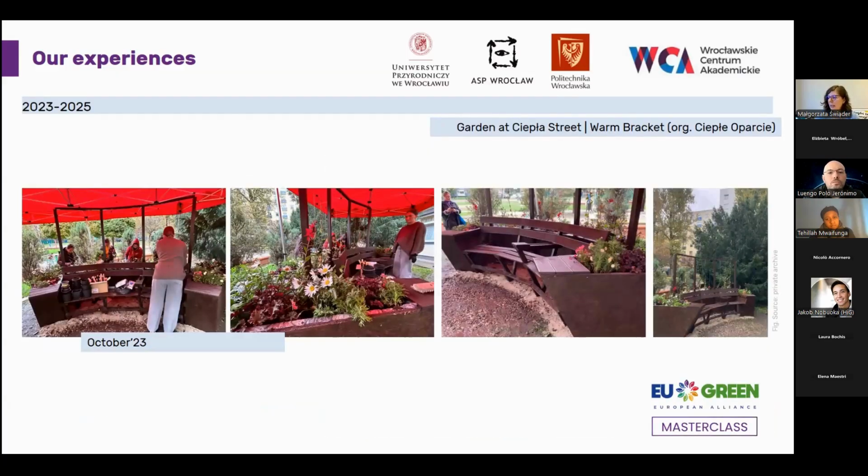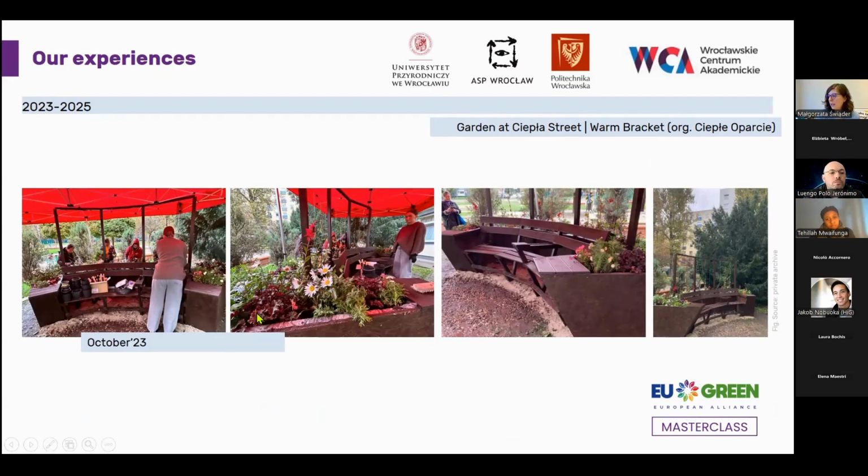So what were the next steps? You could see that starting from March 2023, in October 2023, we were planting some plants for this prototype of the bench.